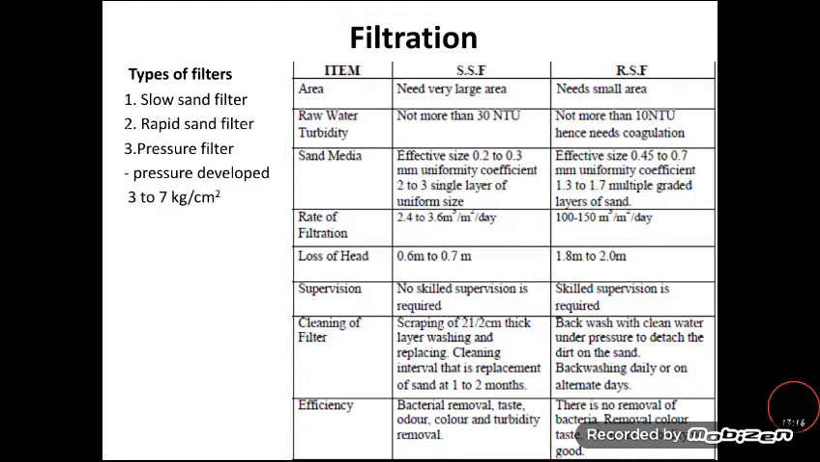The area requirement is very large for the slow sand filter, and in case of rapid sand filter it is very meager. For raw water turbidity, the slow sand filter removes only up to 30 NTU, but here it is 10 NTU, so it needs coagulation. Likewise, the rate of filtration, loss of head, the cleaning of the filter, and the efficiency for both types of filters have been given like this.